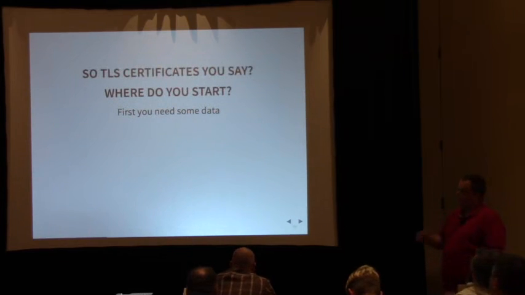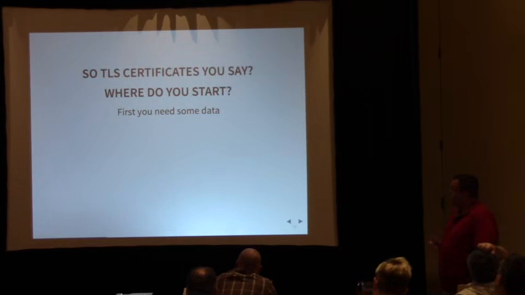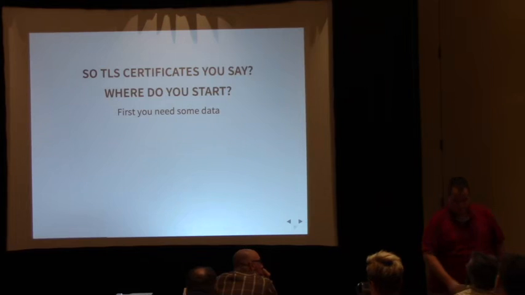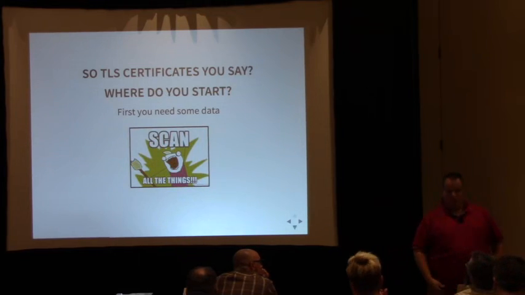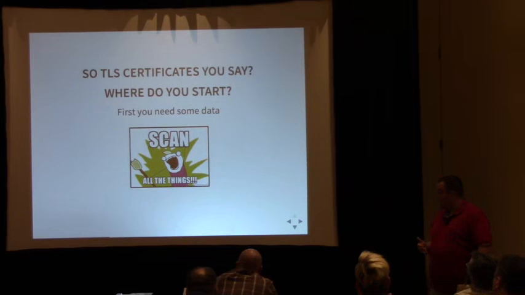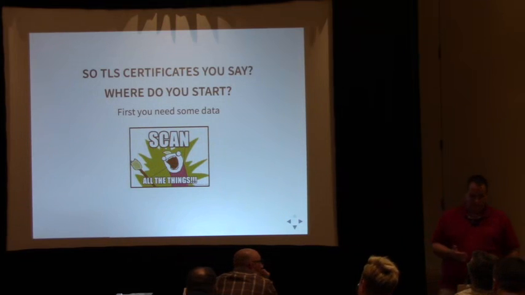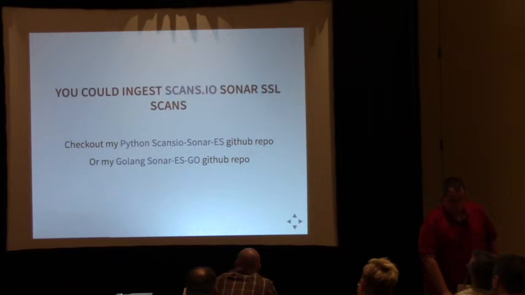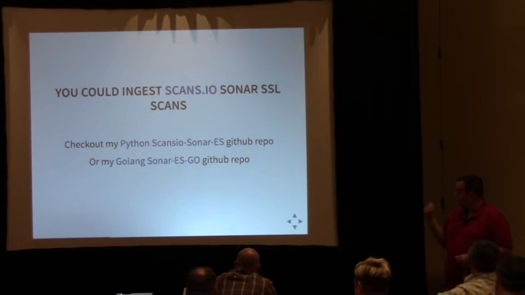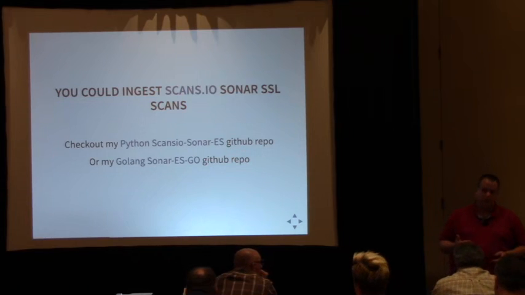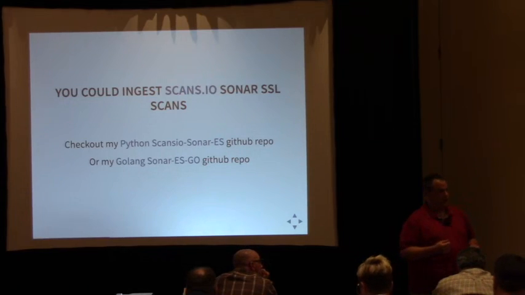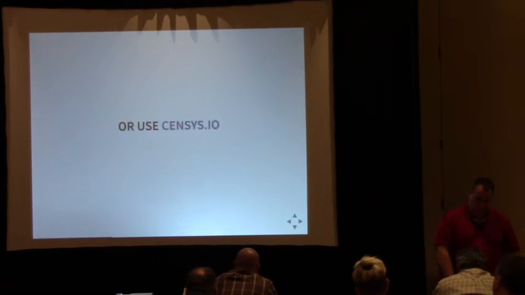So I've talked a lot about TLS certificates, what you can do, but I haven't talked about where you start. Well, first you need some data. Well, you can scan all the data, and that's where Census.io and Rapid7 come in. So Scans.io is one of the data sources. I've actually created a set of Python scripts or Golang scripts that allow you to ingest their data and put it into Elasticsearch for you to pull in locally and search. You can use Census.io or Passive Total.